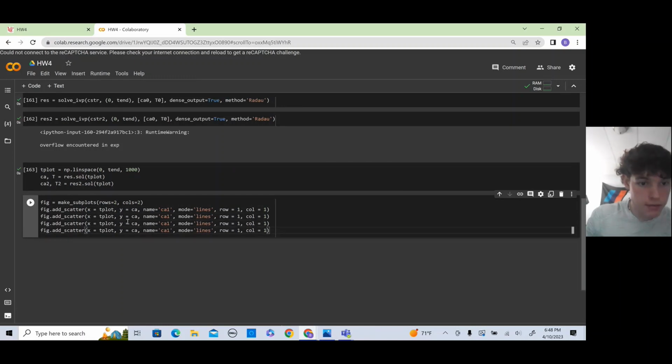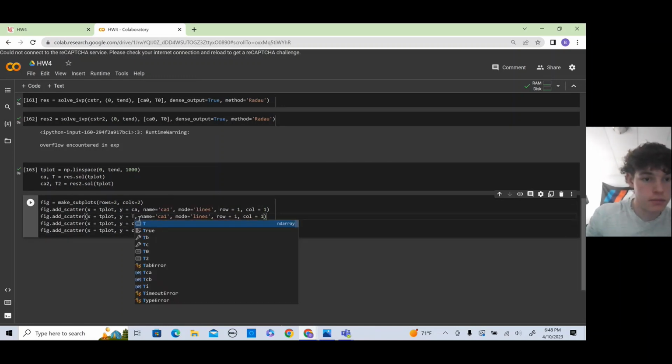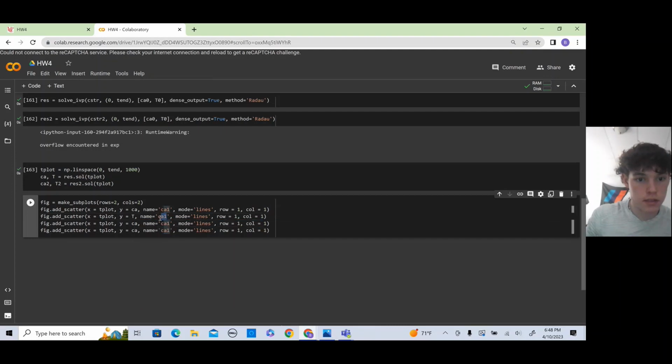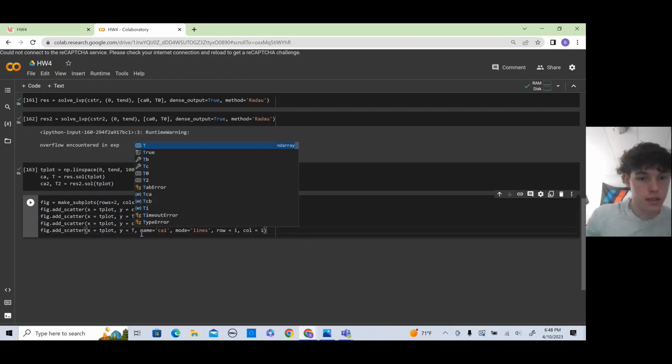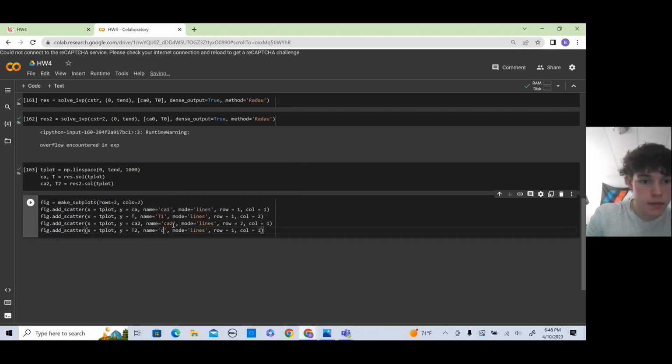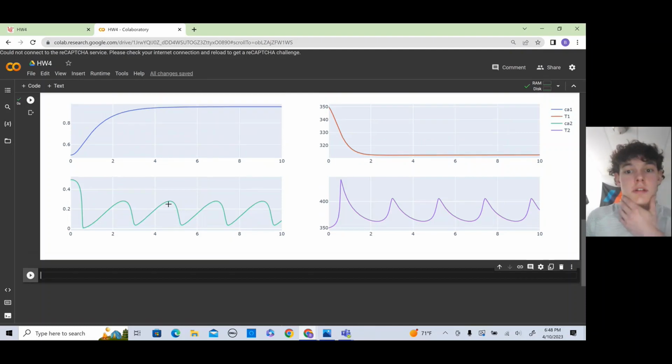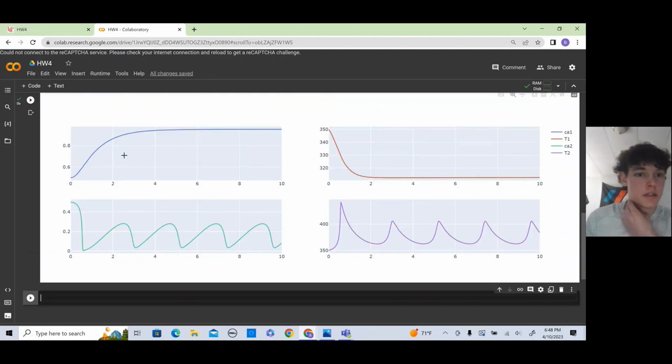Then we'll take this, and we'll need 4 of them. This one will be our T1, we'll call this T1, lines, row 1, column 2. This one will be our CA2, we'll call this CA2, mode lines, row 2, column 1. And this one will be our T2, so we'll call it T2. And this needs to be row 2, column 2. We'll just see if this makes what we're looking for. Looks about right.